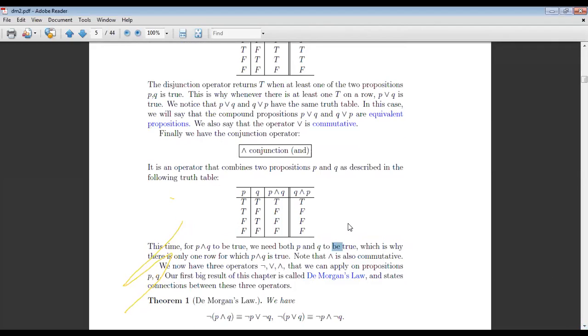You have to remember this truth table logically. The first two columns you have to remember. For two propositions P and Q, the first two columns are fixed. These are the possibilities: true true, true false, false true, false false. This is the thing.